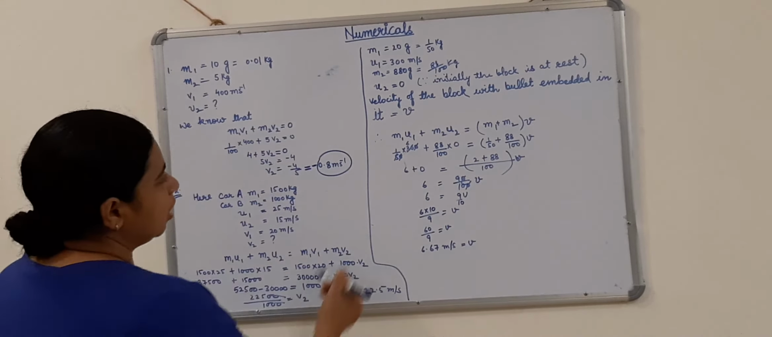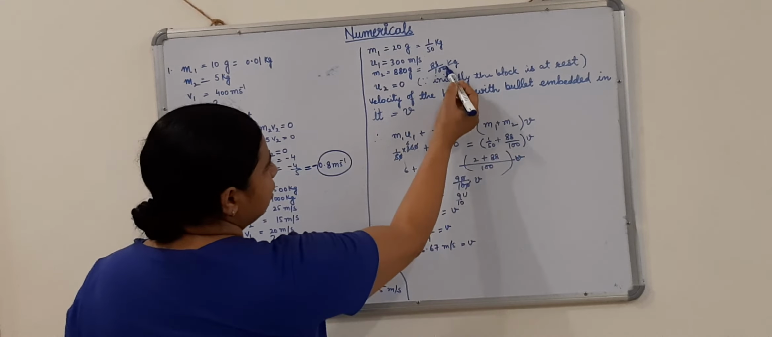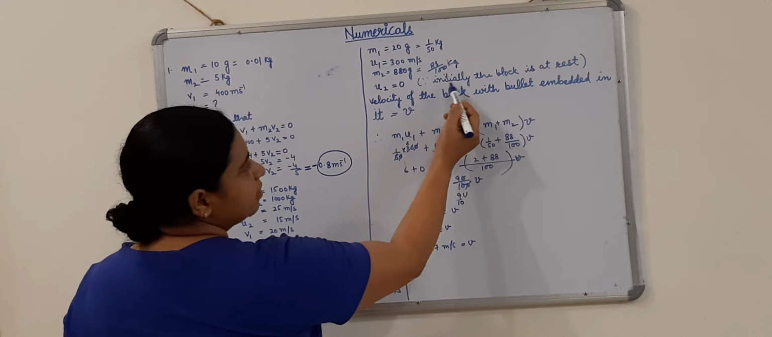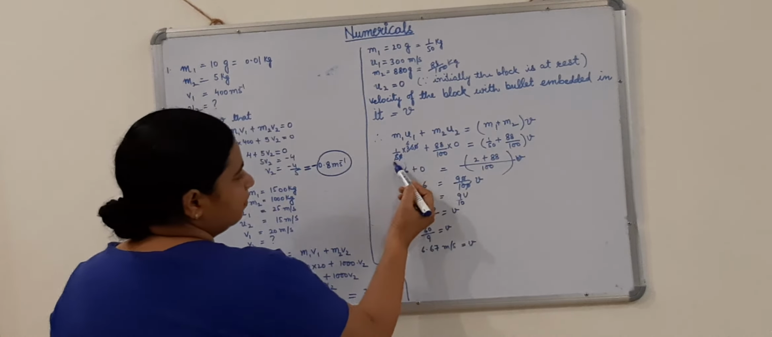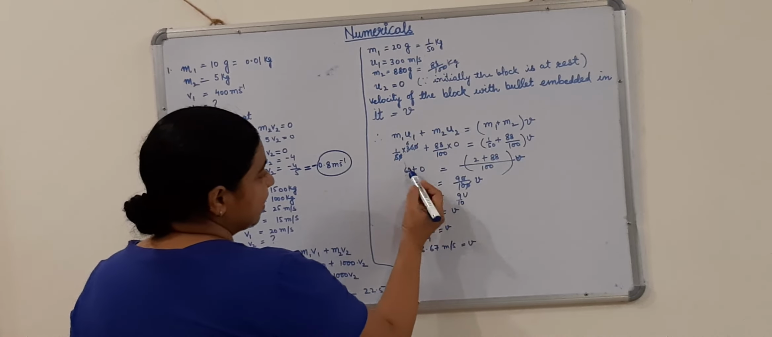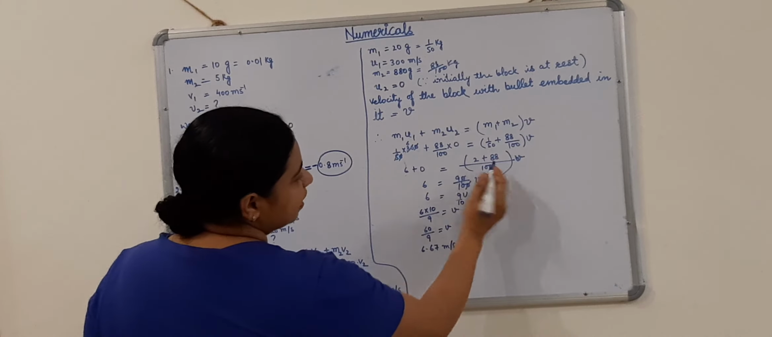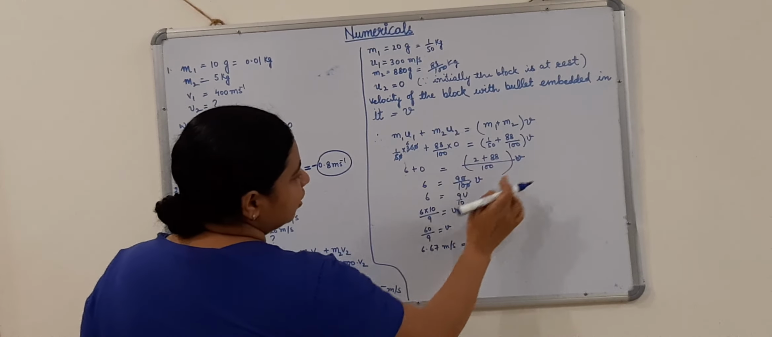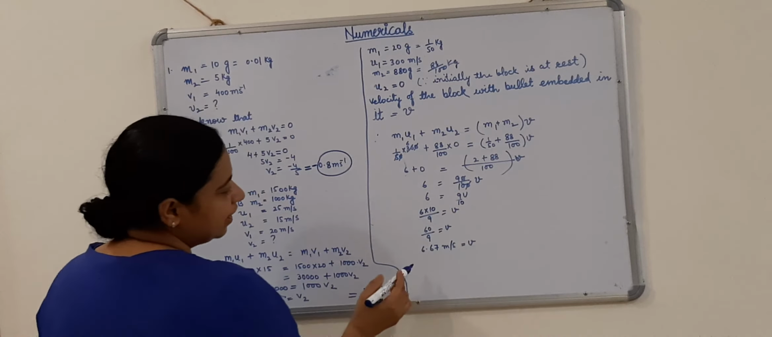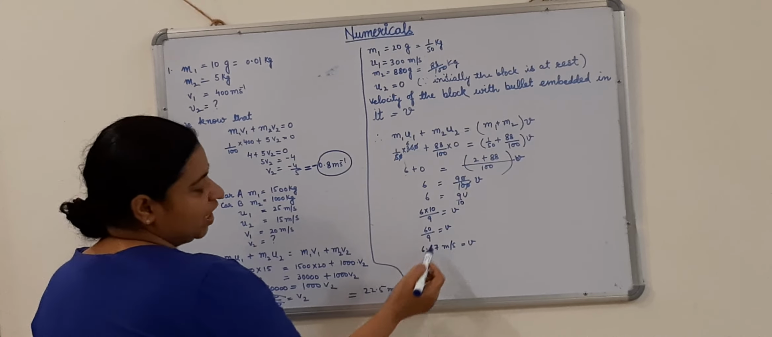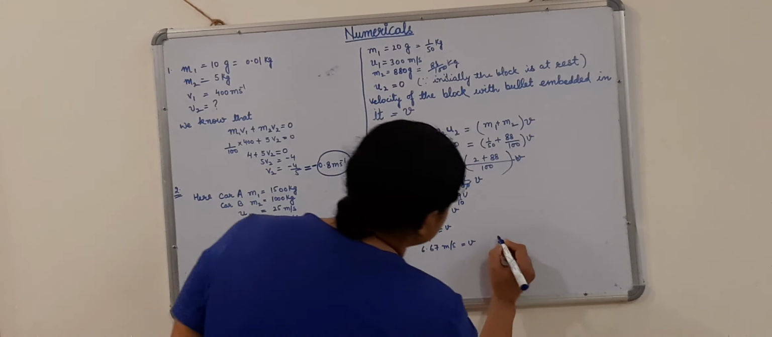Same thing. Now put the values: 1 upon 50 into 300 plus 88 upon 100 into 0, because initially the block is at rest, is equal to 1 upon 50 plus 88 upon 100 into v. By cancelling this I get 6 here, multiplied by 0 we got 0, is equal to, I have taken the LCM here. So 2 plus 88 upon 100 into v, that is 6 is equal to 90 upon 100, that is 9 upon 10 into v. I take this to that side, I will get 60 upon 9 is equal to v, that is equal to 6.67 meter per second. This is a combined velocity.